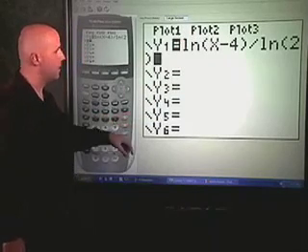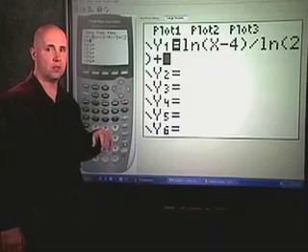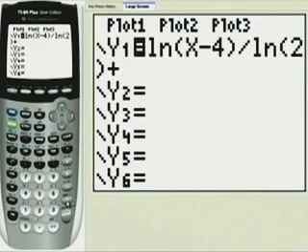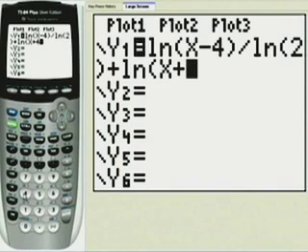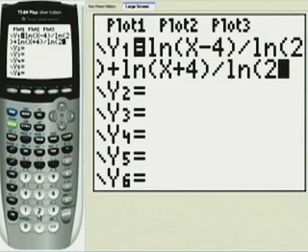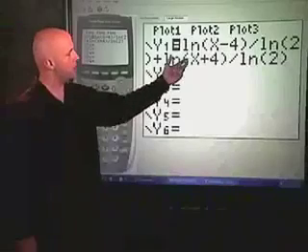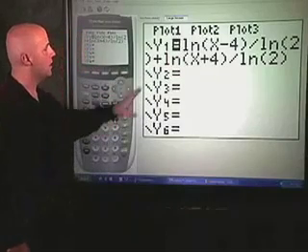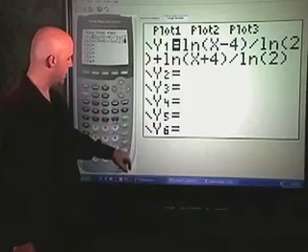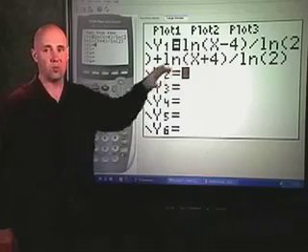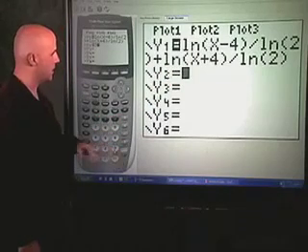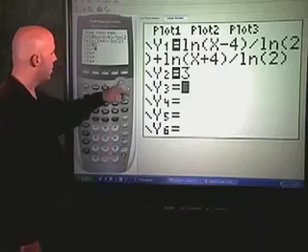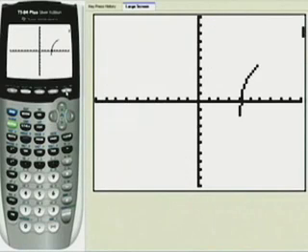We also have to add in the second part, which is log base 2 of (x plus 4). Again, using our change of base formula, we'll use the natural log of (x plus 4). And again, dividing by the natural log of 2. Now, when dealing with logs, make sure that you're careful about closing your parentheses so that you're not doing any implied operations. So that's our left side of the equation. We'll hit enter. In y2, we're going to enter the right side, which is just the constant 3. We're going to graph that using our standard viewing window.